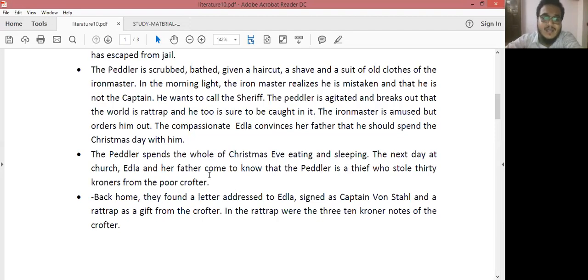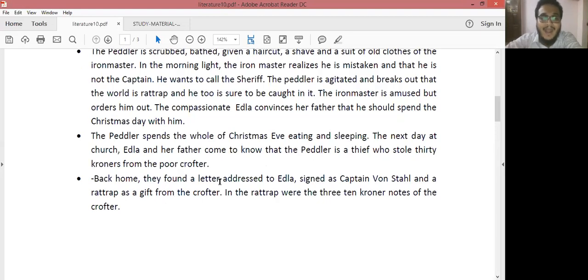And the next day they heard that Edla and her father come to know that the peddler is a thief who stole 30 kronor from the poor crofter. Who stole, means he is the man who has stolen the 30 kronor. So the father was in a big question to the daughter.